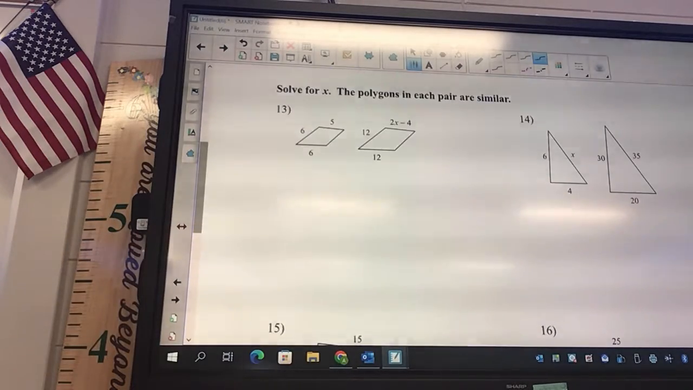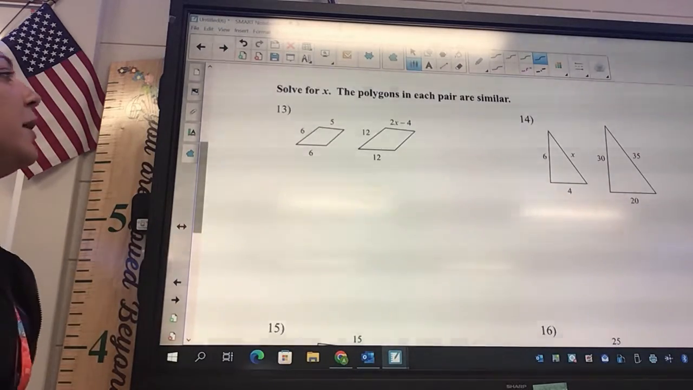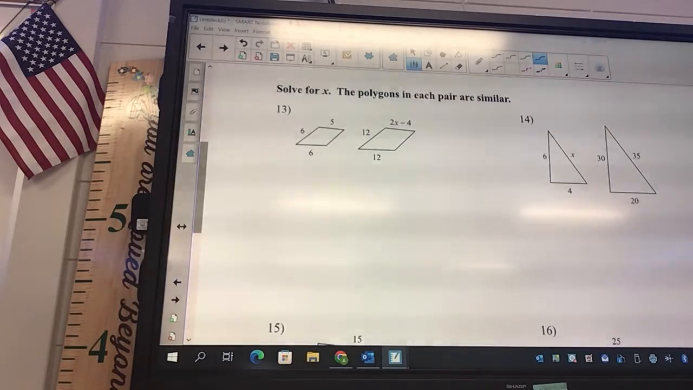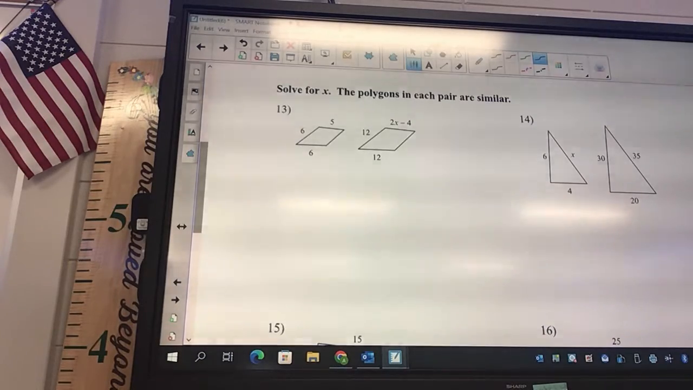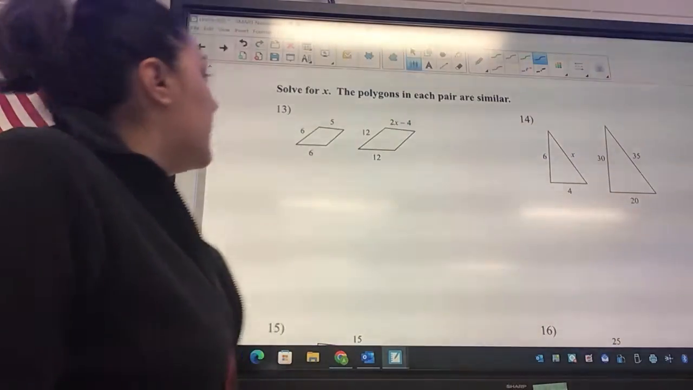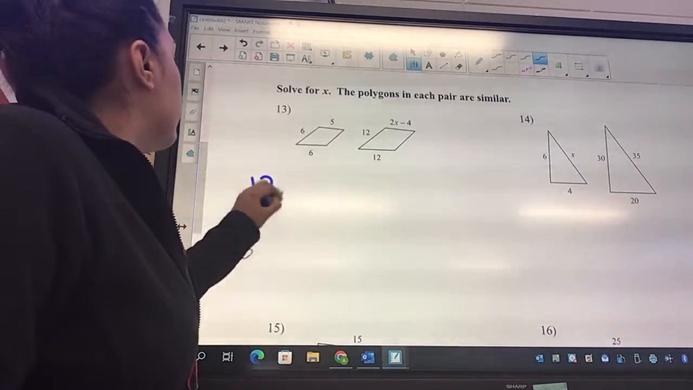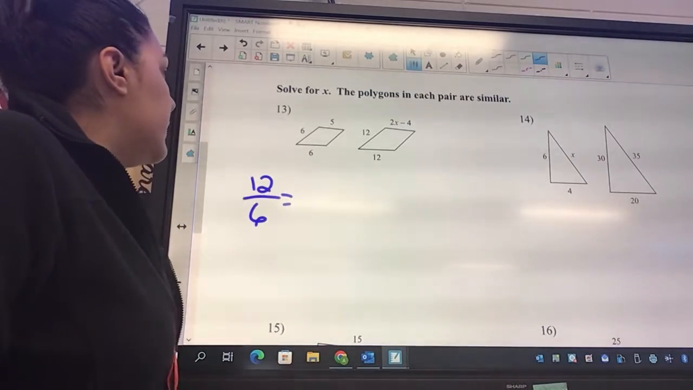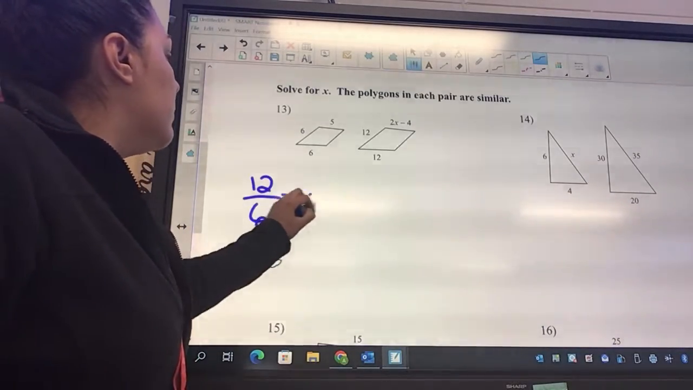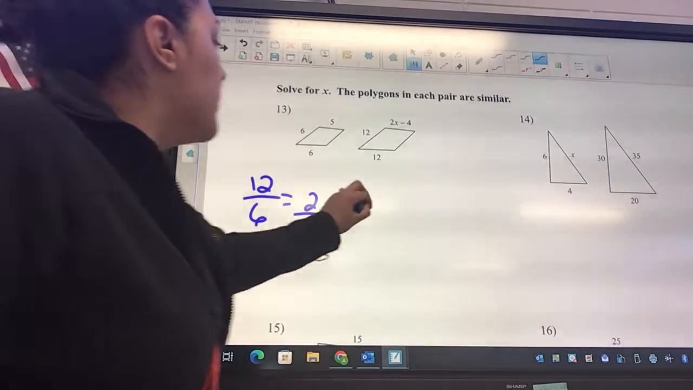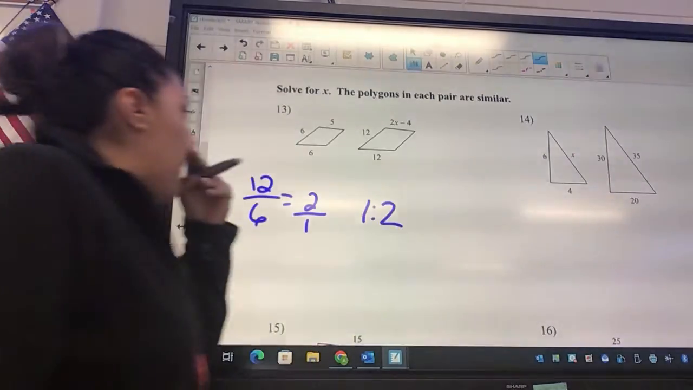Okay, so solve for x. The polygons in each pair are similar. So we know that they're similar. Okay, so what can you match up? 12 and 6. What's that going to give you? 2, or 2 over 1. So our scale factor is 1 to 2.